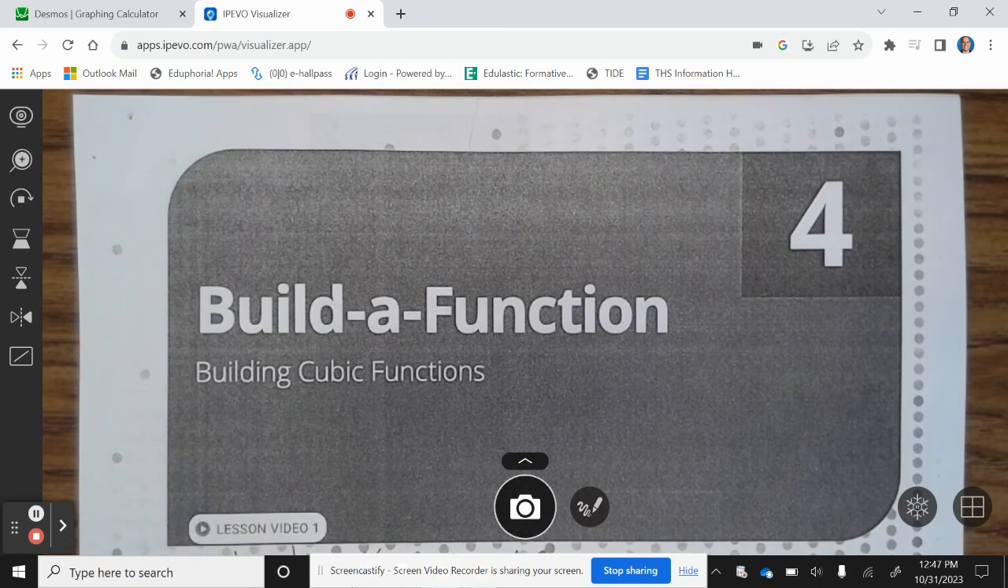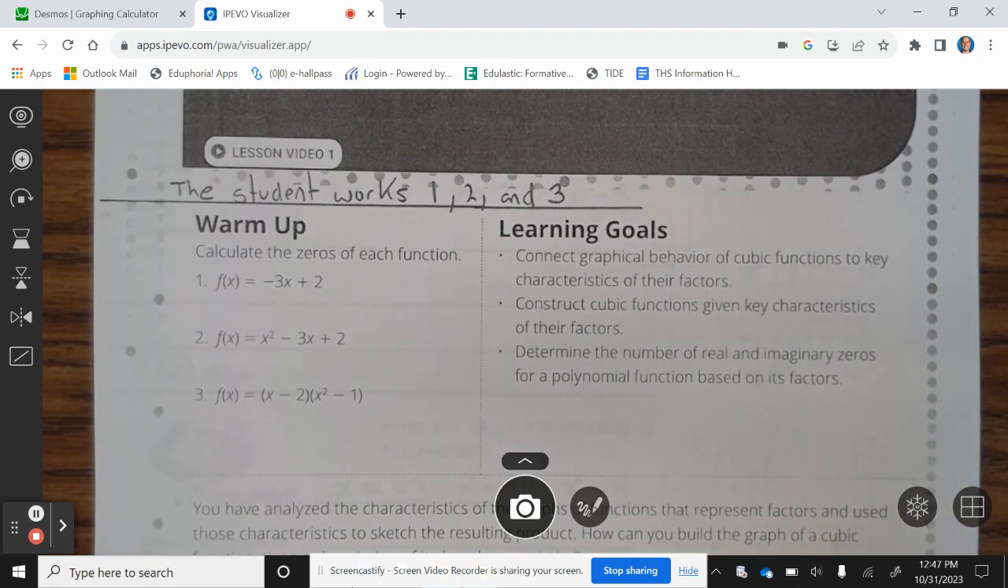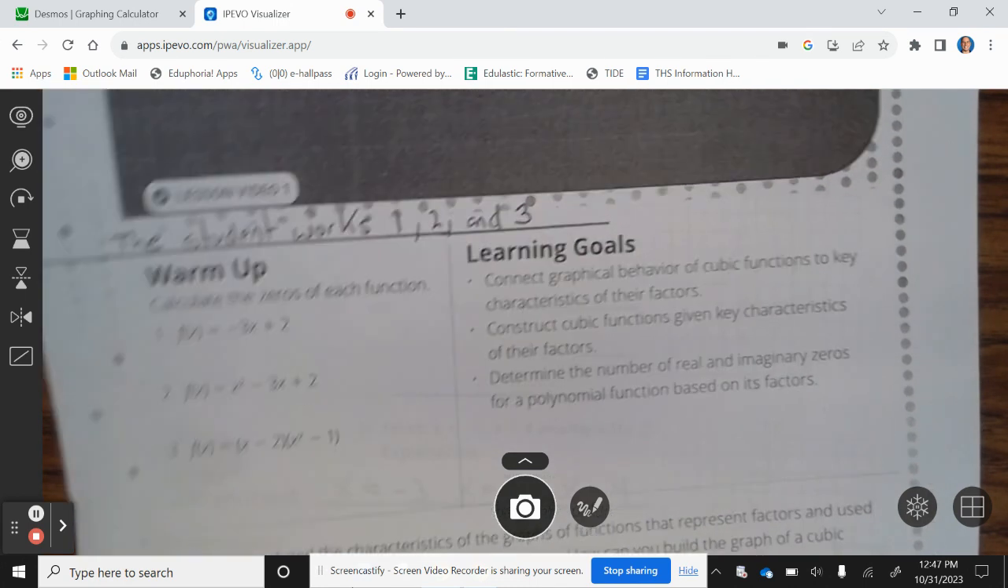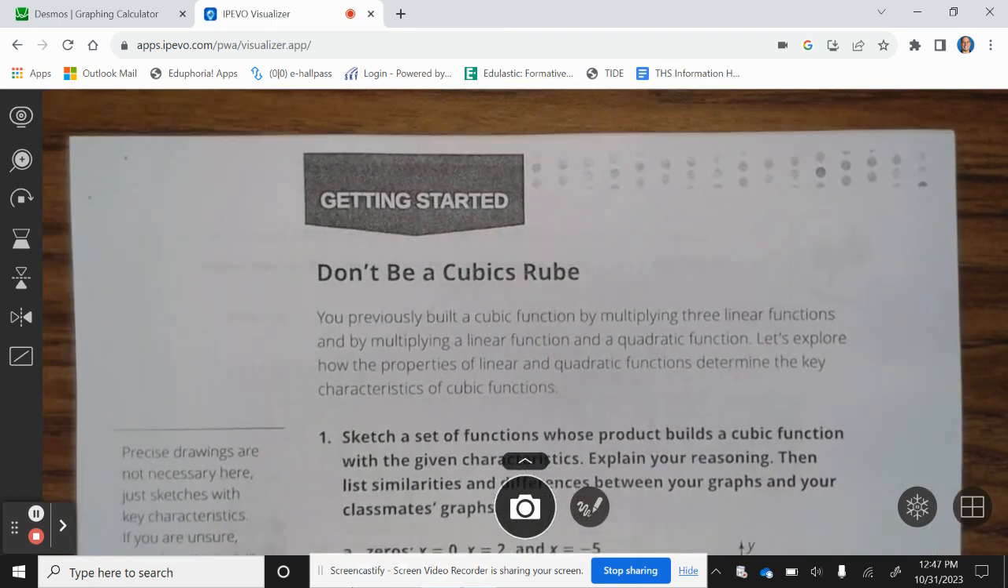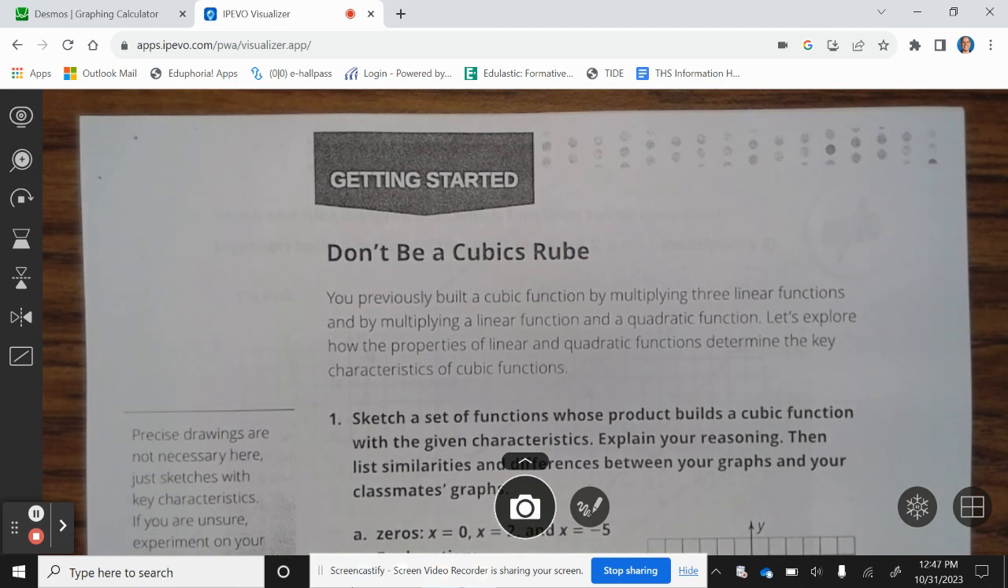Okay, Wildcats, today we're going to build cubic functions. The student works 1, 2, and 3. All right, let's take a look at the next page. Getting started. Don't be a cubic shrew. You previously built a cubic function by multiplying 3 linear functions and by multiplying a linear function and a quadratic function. Let's explore how the properties of linear and quadratic functions determine the key characteristics of cubic functions.